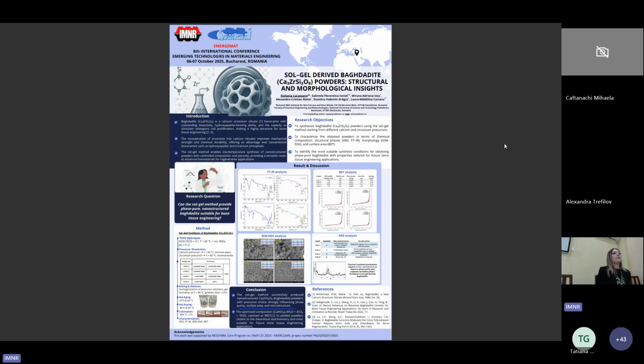Baghdadite is a compound that was found in some mineralogical ores in Baghdad, Iraq, so from there the name baghdadite. It's a calcium zirconium silicate with outstanding bioactivity and the capacity to stimulate osteogenic cell proliferation.